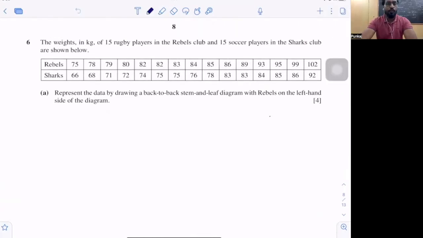I'll read the question for you. This is question number 6. The question says, the weights in kg of 15 rugby players in the Rebels Club and 15 soccer players in the Sharks Club are shown below.